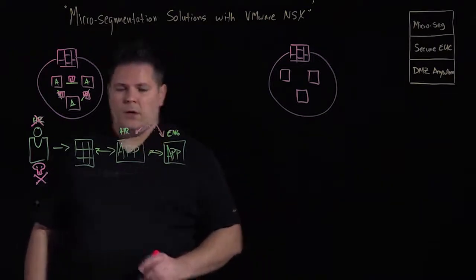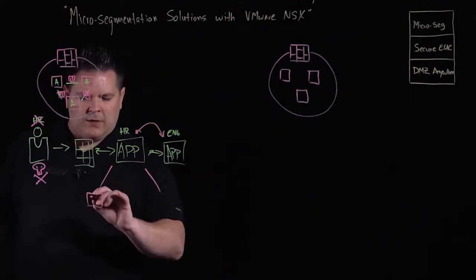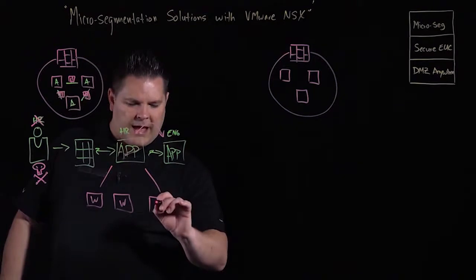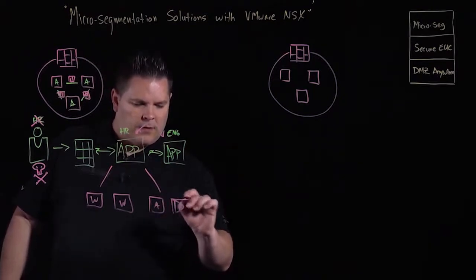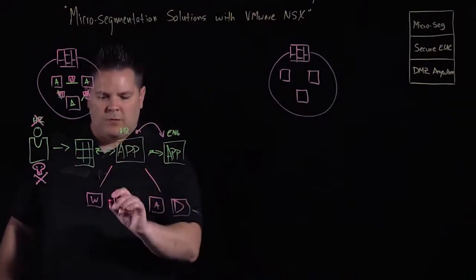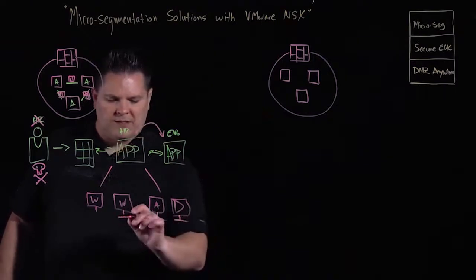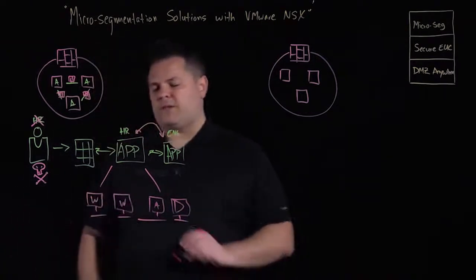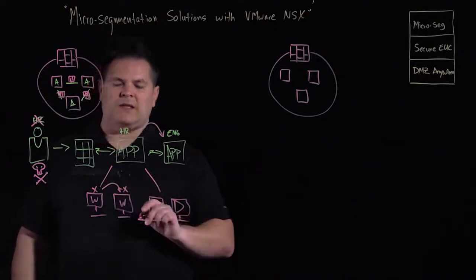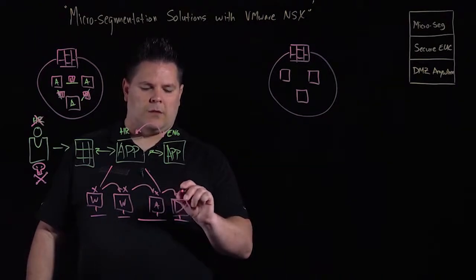If you think about this, and we expand out our application, this HR application might consist of a web app and a DB tier. The reason they're able to traverse these is because we have no security controls between any of these systems. They could compromise the web server and then hop to the next web server and compromise it, hop to the application server, compromise it, and so forth and so on.